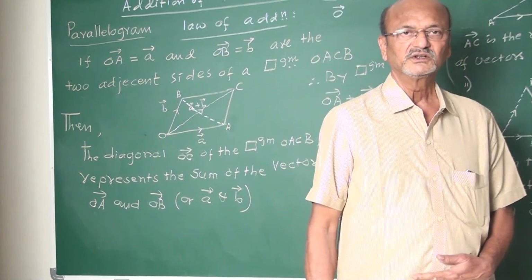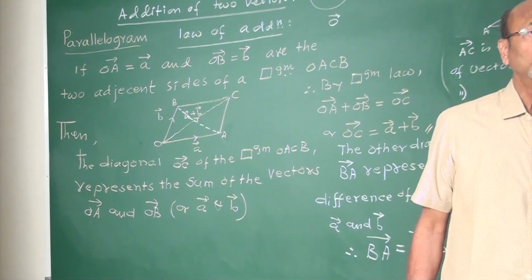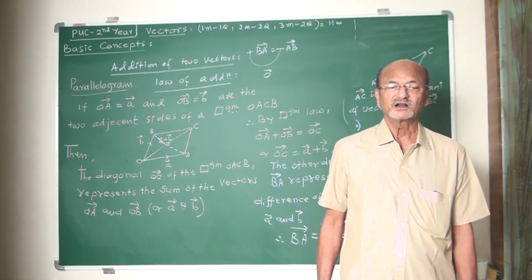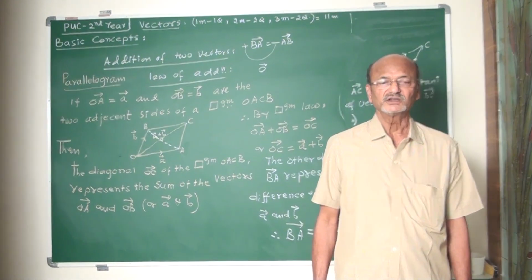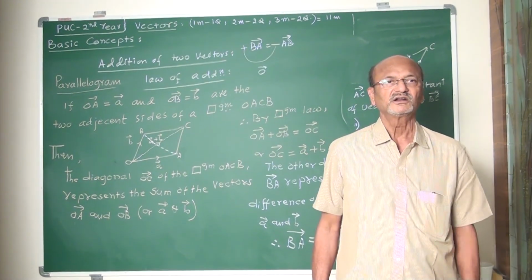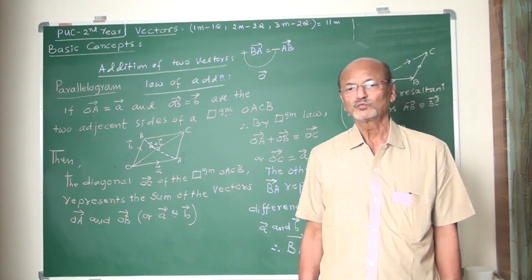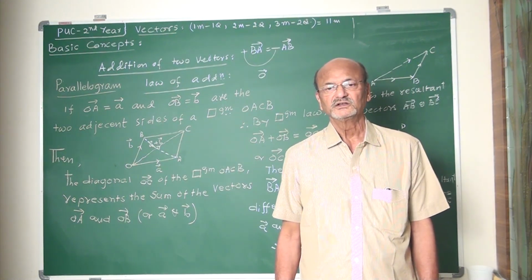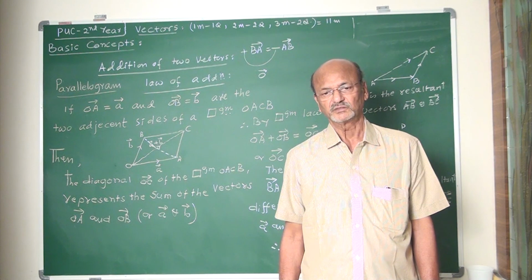Yes, my friends. Then comes, based on this, two properties. One is commutative property, another is associative property connected with vector addition. Those two properties and the rest of the vectors I do in the next video, next class, my friends.